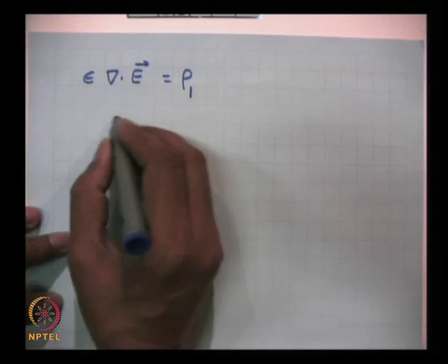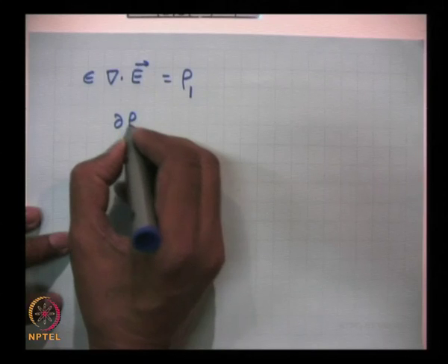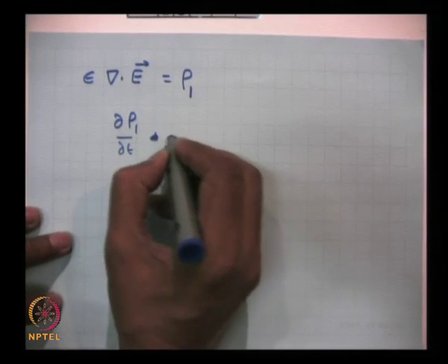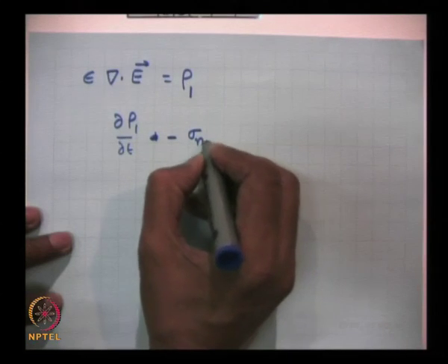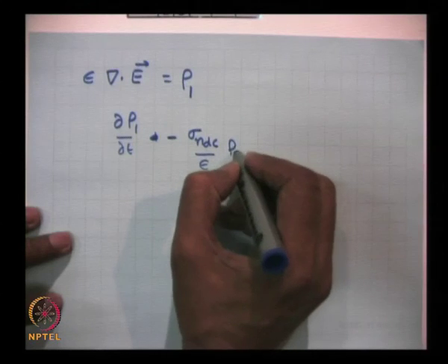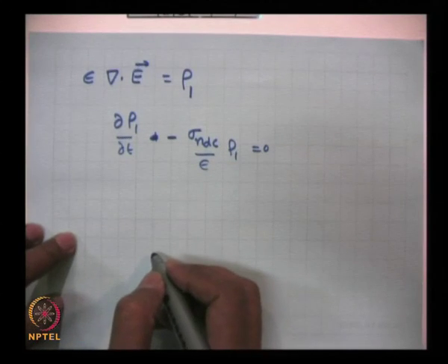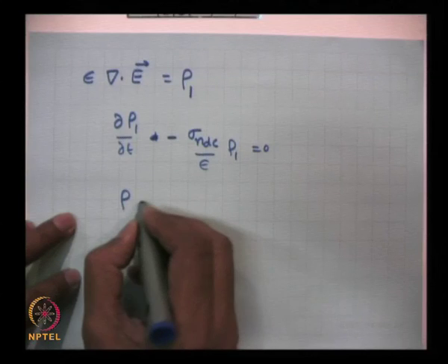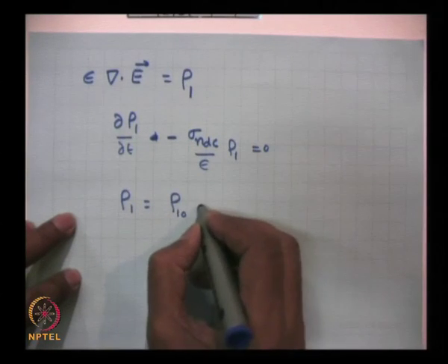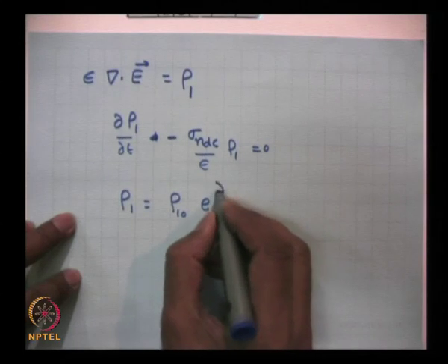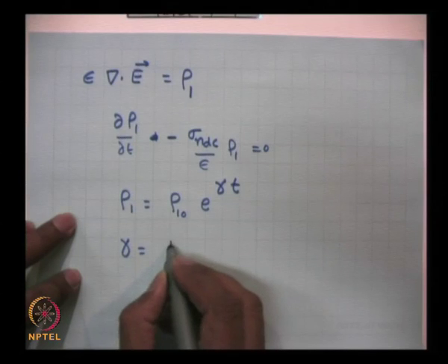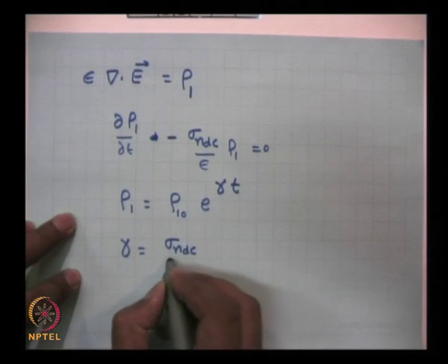So, if I put this expression in this equation of continuity, I get delta rho 1 by delta t minus sigma n dc upon epsilon into rho 1 is equal to 0, and this equation gives me a growing solution. This is equal to some constant rho 1 0 exponential of gamma t, where gamma is called the growth rate, which is equal to sigma n dc upon epsilon.